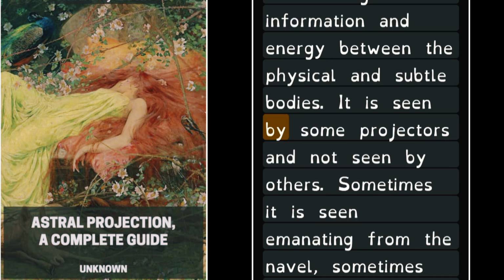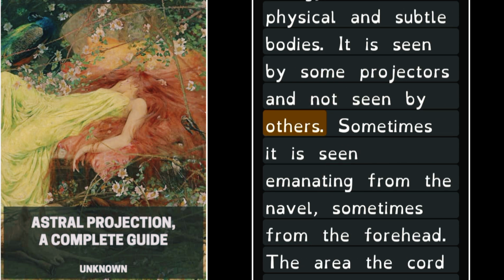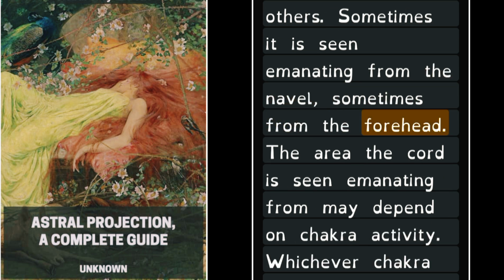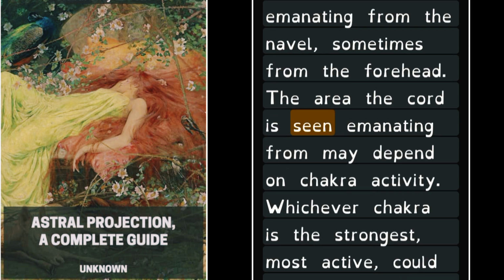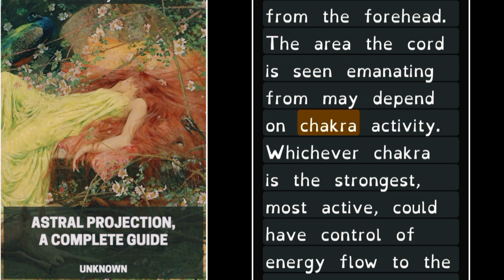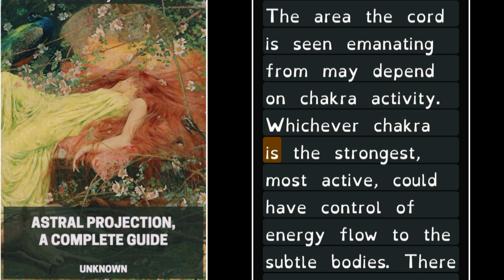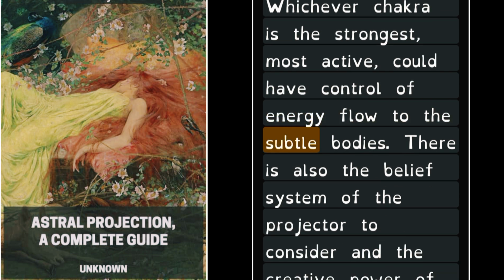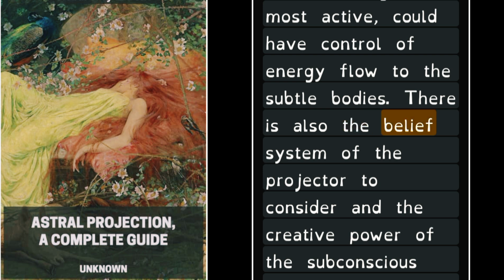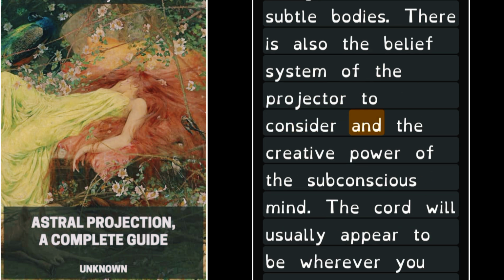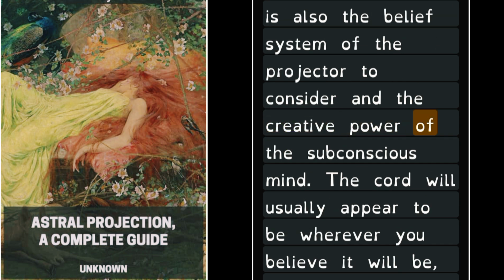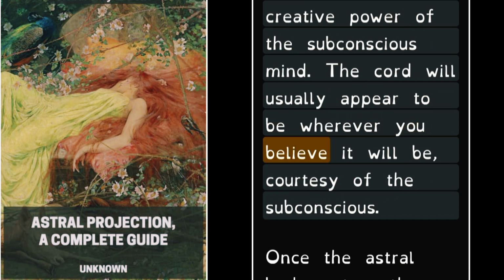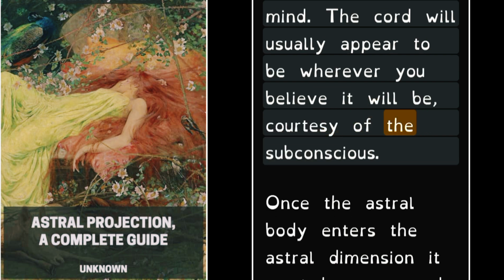It is seen by some projectors and not seen by others. Sometimes it is seen emanating from the navel, sometimes from the forehead. The area the cord is seen emanating from may depend on chakra activity. Whichever chakra is the strongest, most active, could have control of energy flow to the subtle bodies. There is also the belief system of the projector to consider, and the creative power of the subconscious mind. The cord will usually appear to be wherever you believe it will be, courtesy of the subconscious.